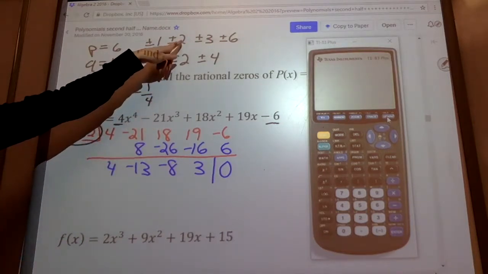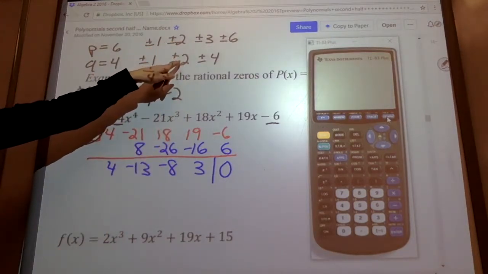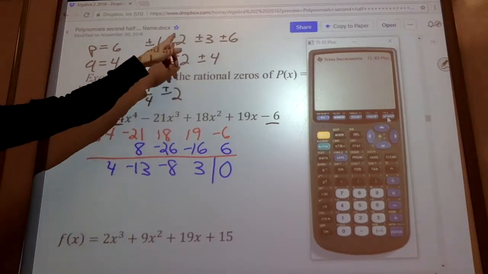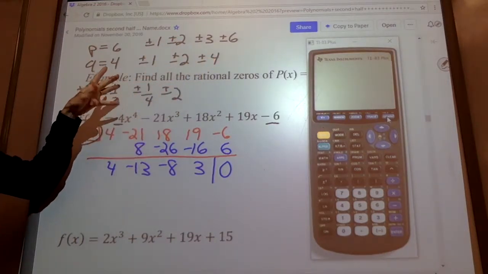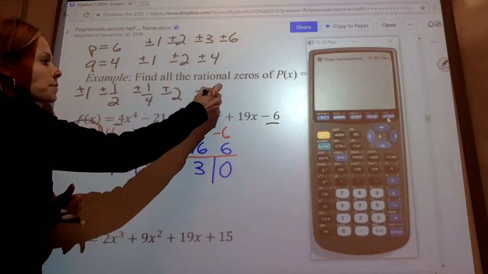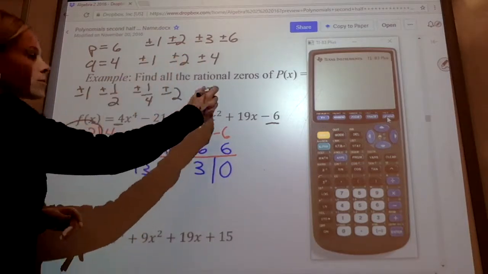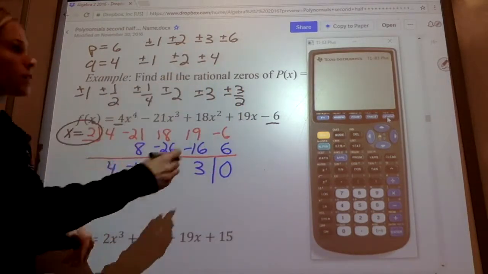Okay, and then I move to the second number, 2. 2 over 1 is 2. 2 over 2 is 1. I already have it. 2 over 4 is 1/2. I already have that. Okay. Then move to the 3. 3 over 1 is 3. 3 over 2 is 3/2. 3 over 4 is 3/4.